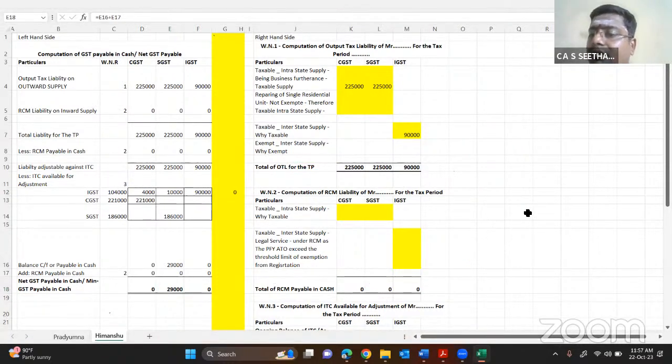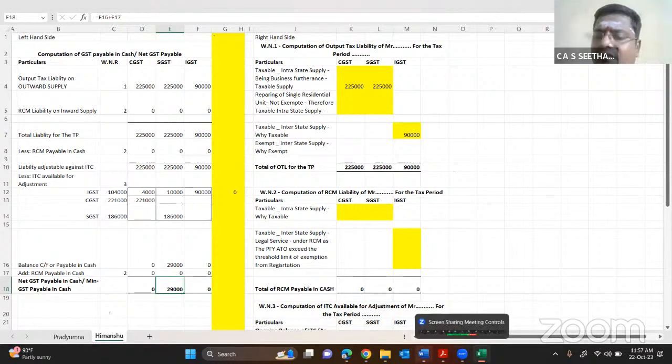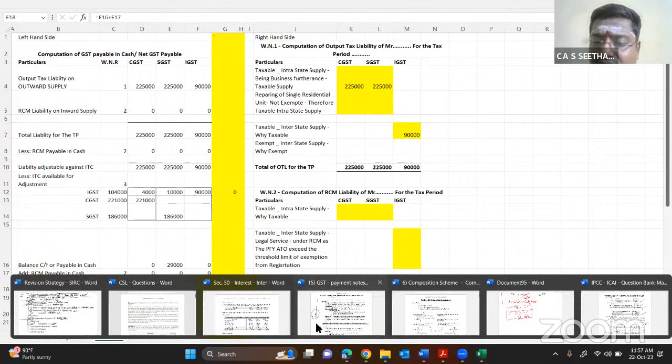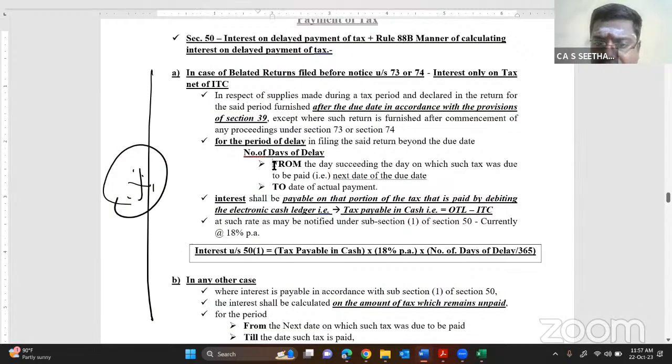Yes, RCM: if at all there is a delay in the making of payment, it has to be added for interest calculation also. When you solve one or two problems, you will get to have a control. So first, let's knock down this, my dear.